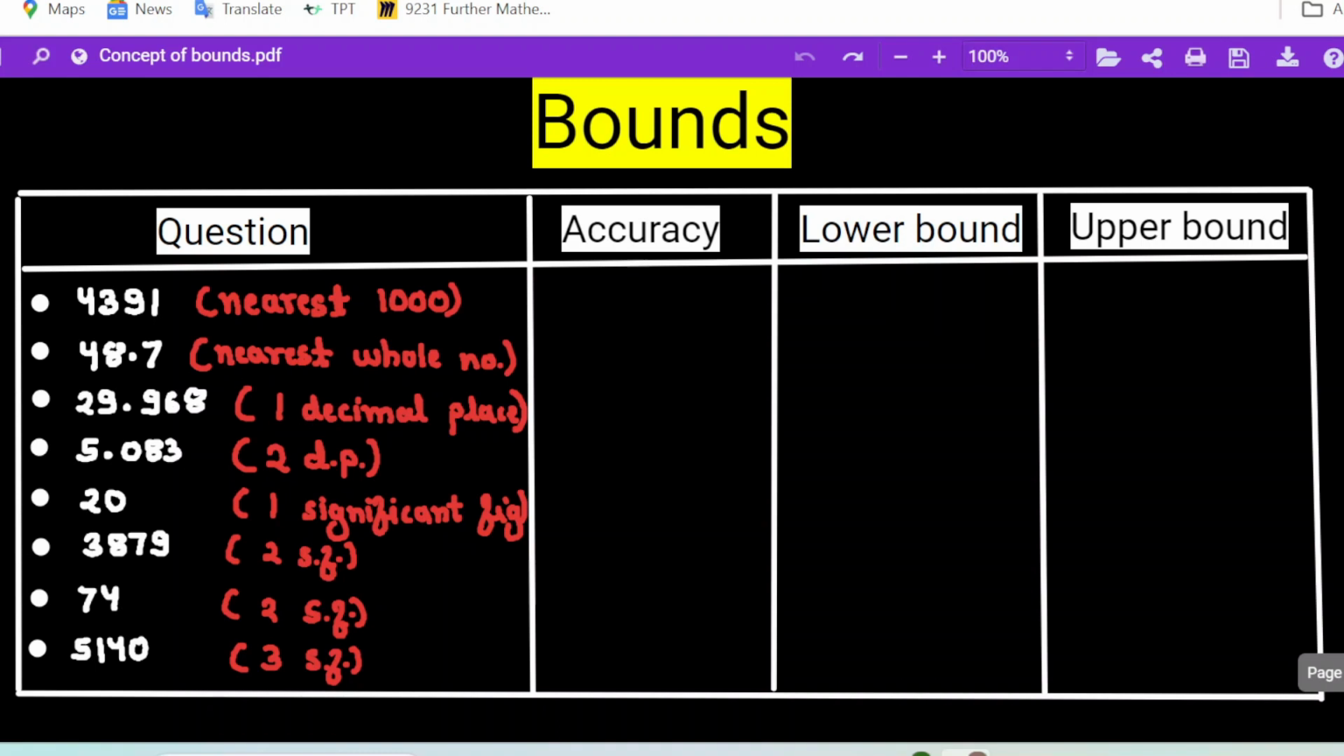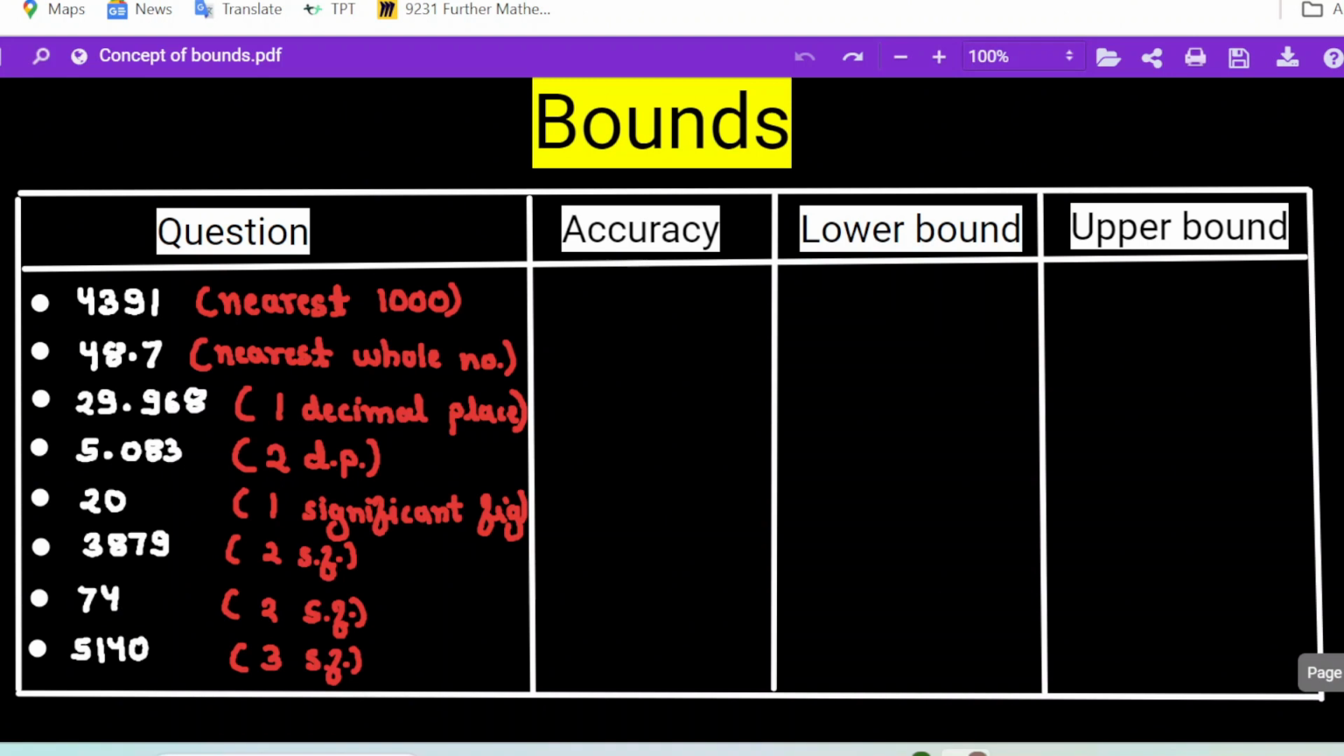Hi everyone, let's discuss the concept of bounds. Every year in your IGCSE exam, paper 2 or paper 4 or maybe both of them have a question on bounds. To solve these questions, you require one very basic concept. Let's discuss that one.